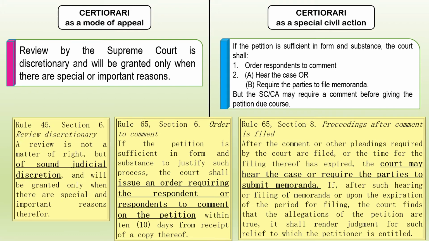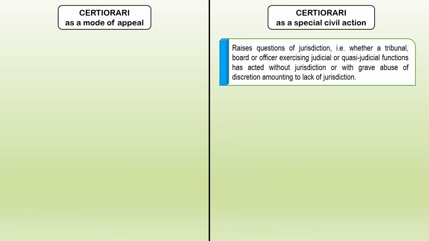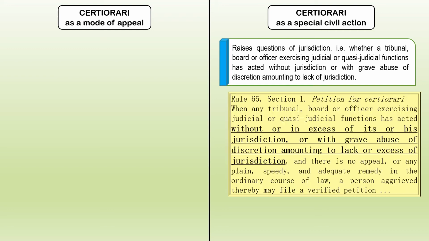Section 6 reads that a review is not a matter of right under Rule 45, but of sound judicial discretion, and it will be granted only when there are special and important reasons therefor. Another distinction is the grounds. Ano ang grounds in Rule 65? That is an error of jurisdiction. You will be raising questions of jurisdiction, whether the respondent acted without jurisdiction or in excess of his jurisdiction, or with grave abuse of discretion amounting to lack or excess of jurisdiction. That is your Section 1 of Rule 65.